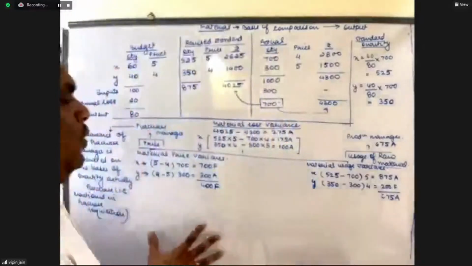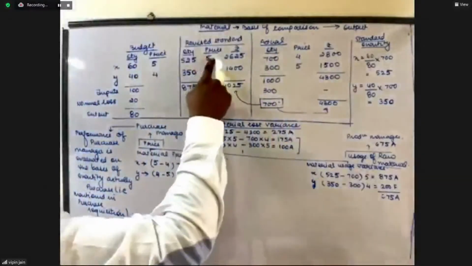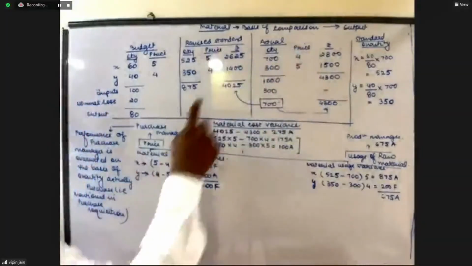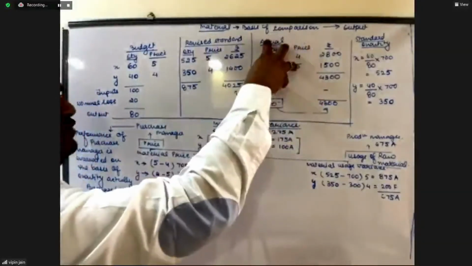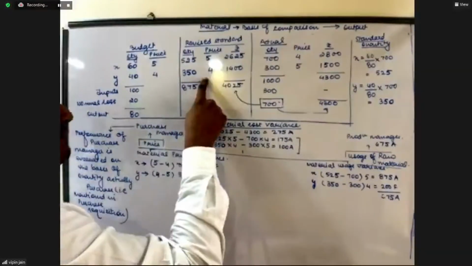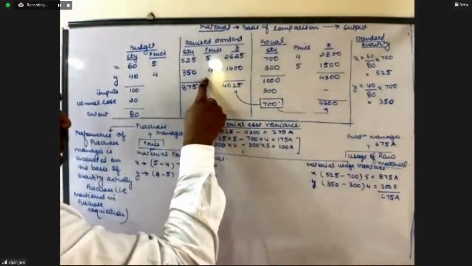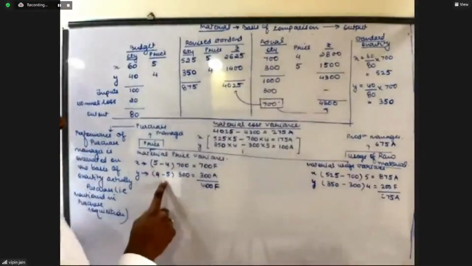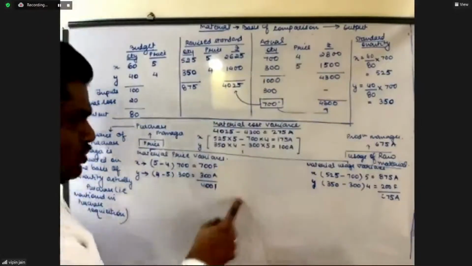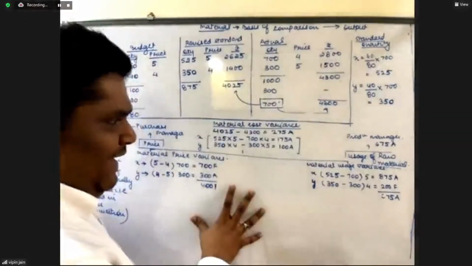Again, very important, when talking about the price variance, क्या price पे purchase करना चाहिए था 5, क्या price पे purchase किया 4, into actual quantity. Why actual quantity? I have already discussed. Similarly, for Y, the price at which we were supposed to purchase Y was 4, and we actually purchased Y at the rate 5. So 4 minus 5 into 300. So this is how material price variance we calculated.